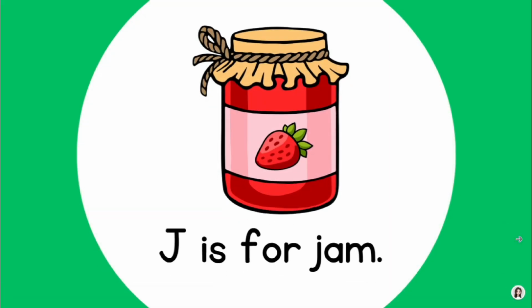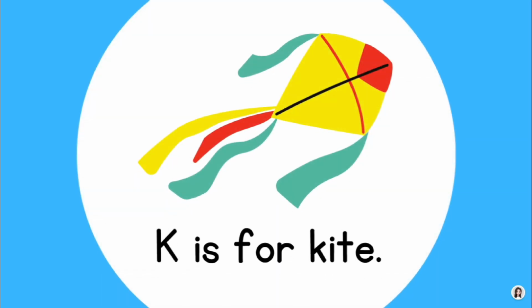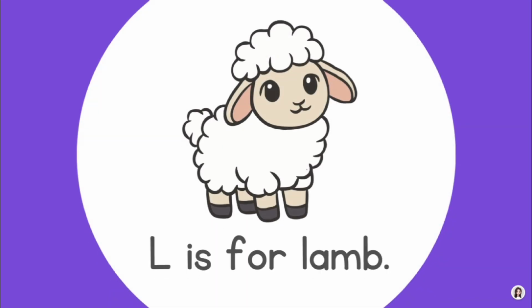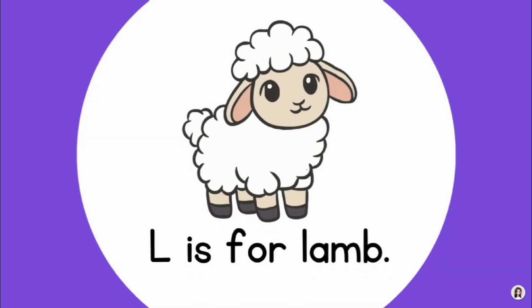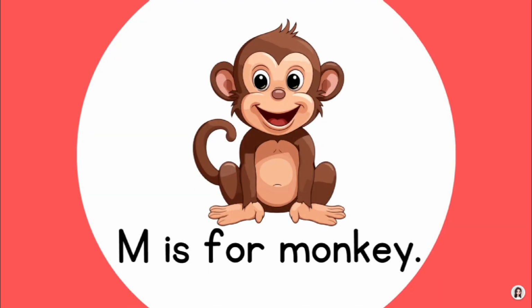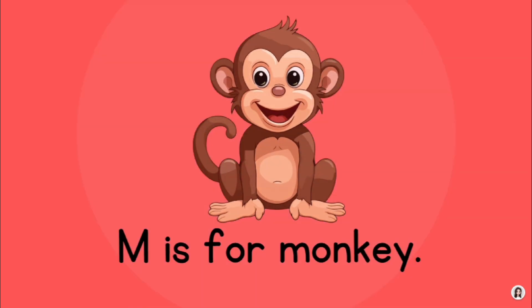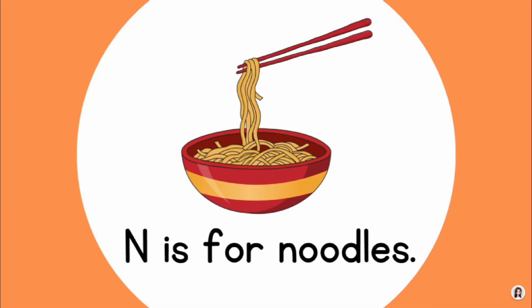J is for jump, jump. K is for kite, kite. L is for lamb, lamb. M is for monkey, monkey. N is for noodles, noodles.